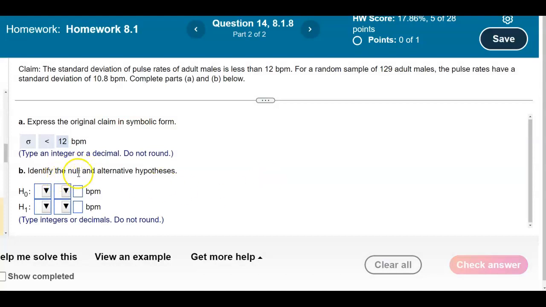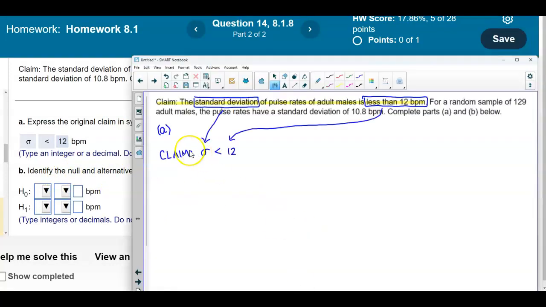Now we want to identify the null and the alternative hypothesis. In order to do that, we know that for part B, we're going to have the null hypothesis and the alternative hypothesis. And remember that the null is always going to contain the equality sign. So now, what is the opposite of the claim? Well, the opposite of the claim is still going to be sigma, but instead of being less than, it's going to be greater than and contain the equal sign, and therefore it would be sigma greater than or equal to 12, the population standard deviation.